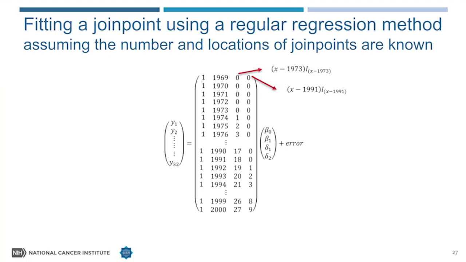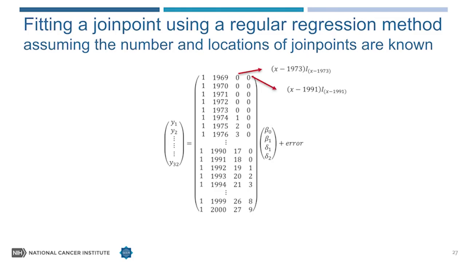Each data point can be put into this parameterization. The matrix shows all the data points. The data points are Y1, Y2 to Y32, which are modeled by a matrix times a vector of parameters. Pay attention to the third column. The third column is x minus 1973 times I of x minus 1973. Therefore, for the observation that occurs at 1969, the third column is a 0.